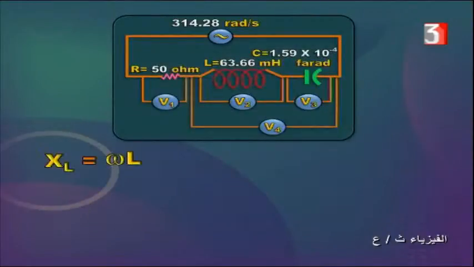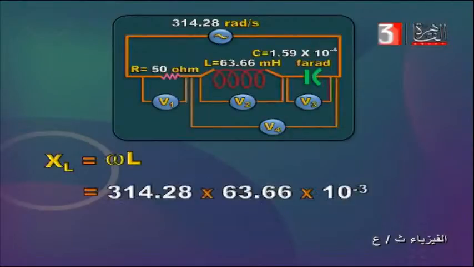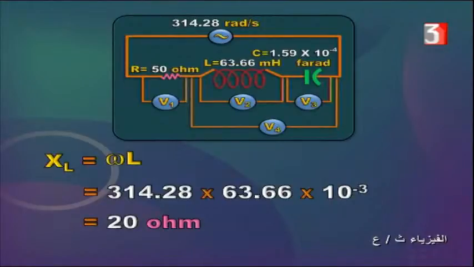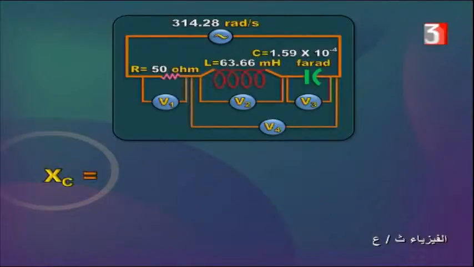Omega L equals XL. So it is equal to 314.28 times L given in front of you, 63.66 times 10 to the power of negative 3. It will be equal to 20 ohm. Will you please bear it in mind? It is 20 ohm, the inductive reactance XL. And what about XC? It is 1 over omega C.